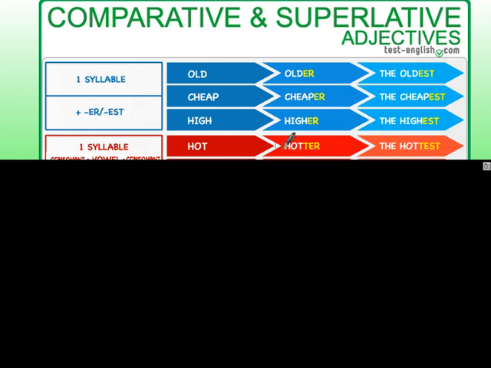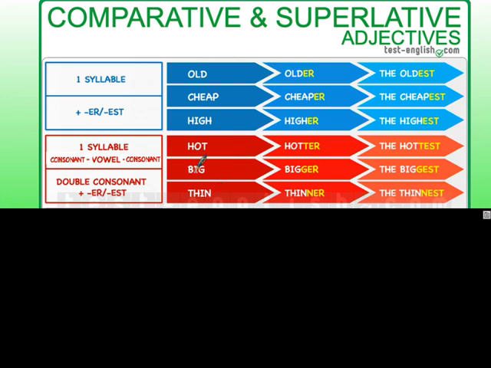Hence, in the comparative form, I should have the word hotter written this way, with a double T, and then I add an ER to get the word hotter. And in the superlative form, I should also have double T's, and then I should add an EST in order to get the following: hot, hotter, the hottest. Other examples that apply the same rule: big, bigger with a double G, the biggest with a double G. Thin, thinner with a double N, and the thinnest with double N's.